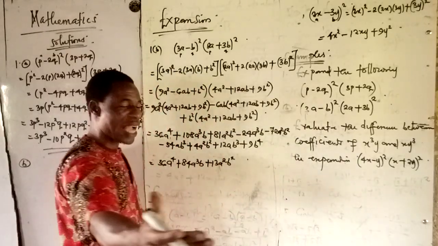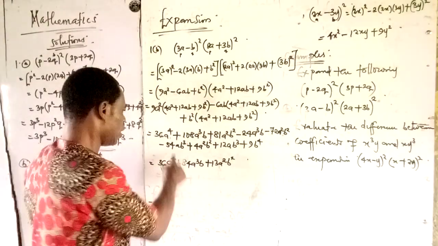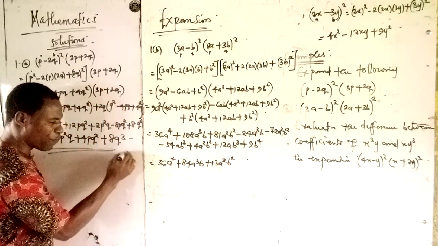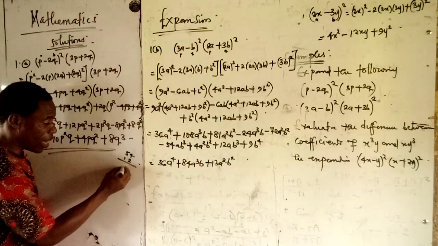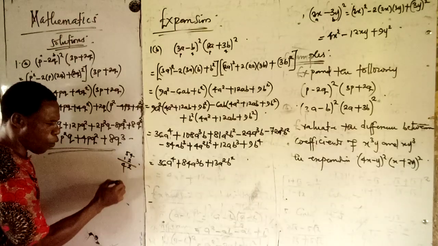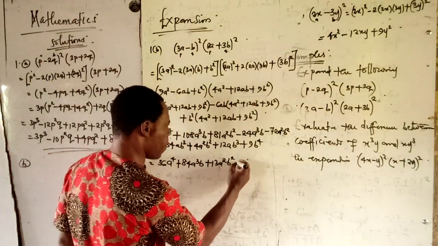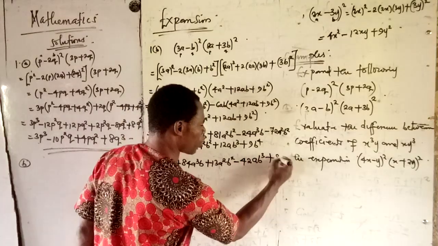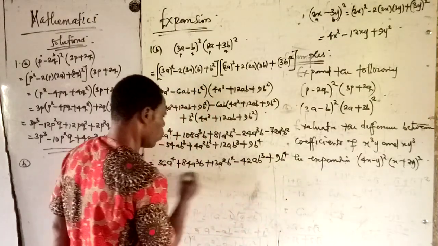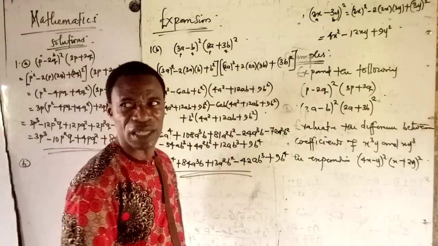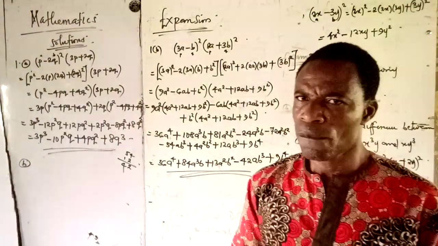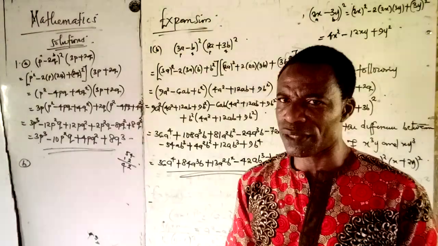Now, collecting like terms in terms of a b cube. This is minus 54 plus 12. This is 12, 54, 12. We have 4 minus 2, 2. 5 minus 1, 4. What do we have here? Minus 42 ab cube. Then plus 9b4. Congratulations. We have expanded.